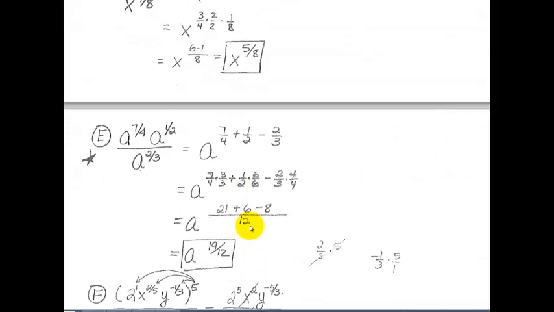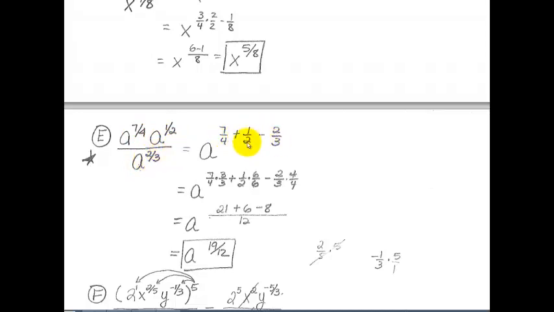Then we have letter E. Letter E, we even put a star by it because that's something that you might want to look into in preparation for the final exam. Basically here, letter E, we have a combination of multiplication and also division. So what I would do is just write the base A, and I'll write 7/4 plus 1/2 minus the 2/3. These two are multiplying, so you add. These two are dividing, so you subtract.